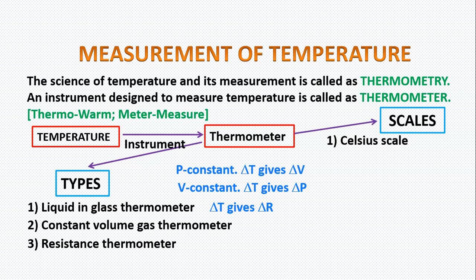Now after learning three types of thermometer, let us see what are the different scales. I just said you that there are three different units for measurement of temperature, that is Celsius, Fahrenheit and Kelvin. So there are three different scales for measurement of temperature, that is Celsius scale, Fahrenheit scale and Kelvin scale.